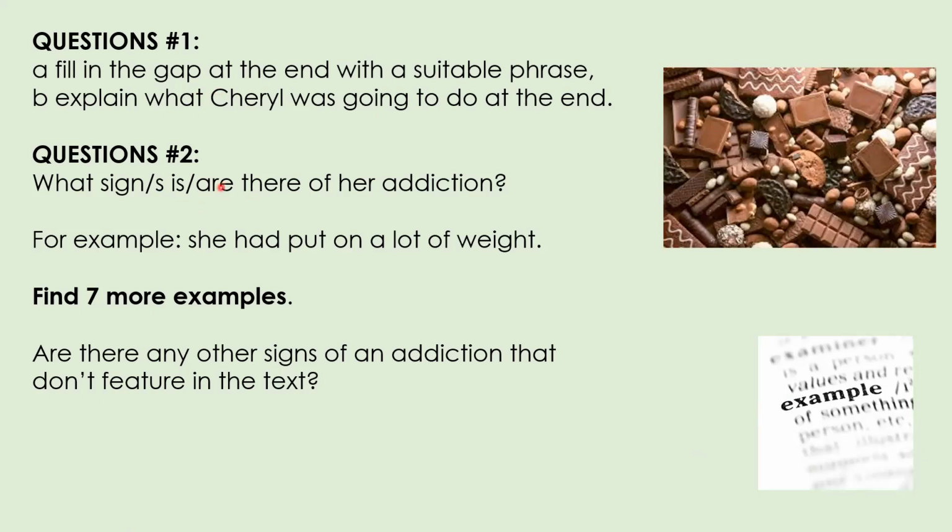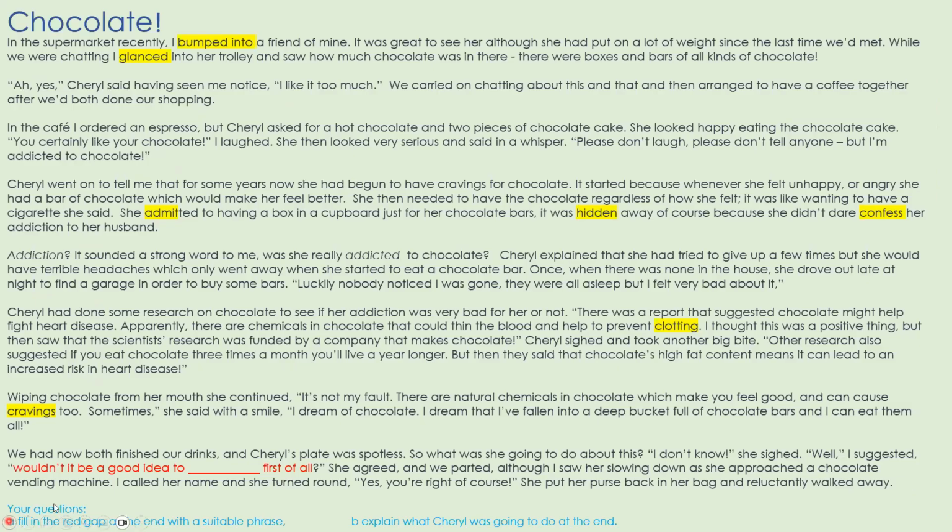And then my specific questions, or reading for detail, is this next section. So they're going to look at the text again and find signs of Cheryl's addiction to chocolate. And I've put an example. She'd put on a lot of weight. So if we go back to the text, we're going to have a quick look. And I would use my annotate when I'm doing the feedback to underline where it is in the text.